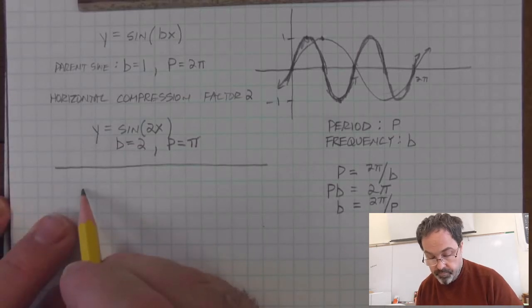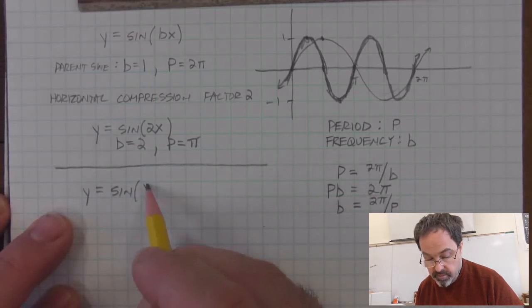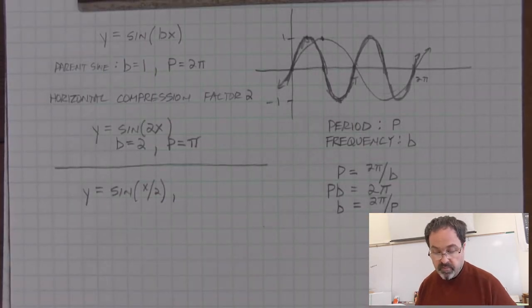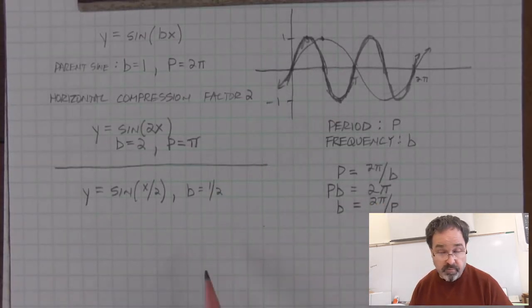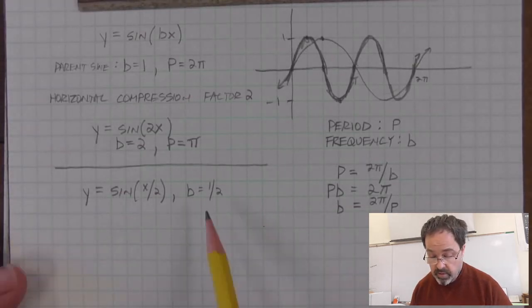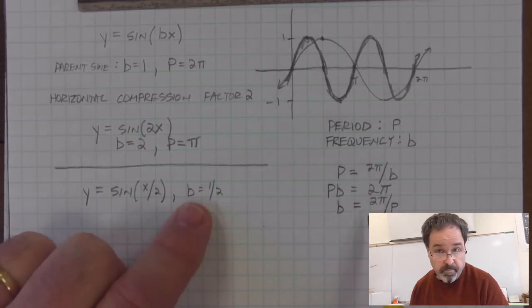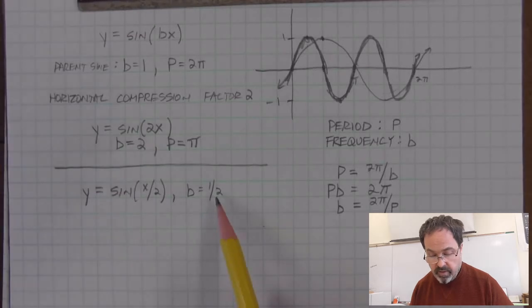Let's do one more example. If we're given the equation y is equal to sine of x over 2, then in this case, we can see that we have a b of 1/2. The frequency of this sine wave is 1/2. What's its period? We could substitute the value 1/2 into any one of these equations and solve for p. Or we could think also, if the frequency is 1/2, then how much of one wave do you get in the space of 2 pi? You're going to get half of the wave.